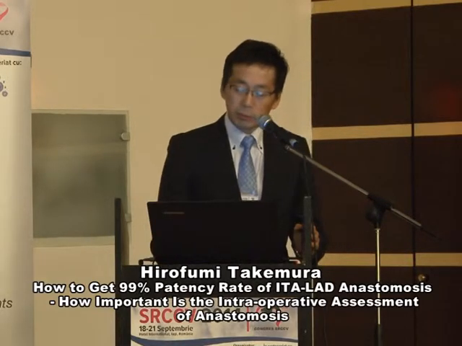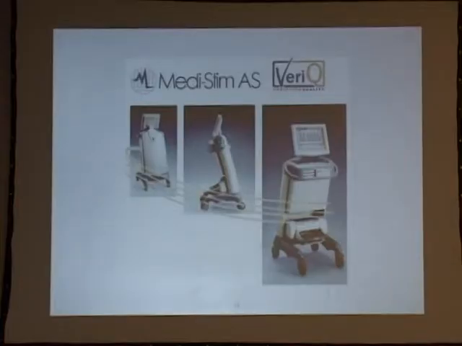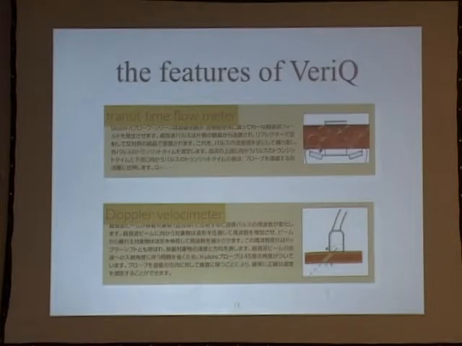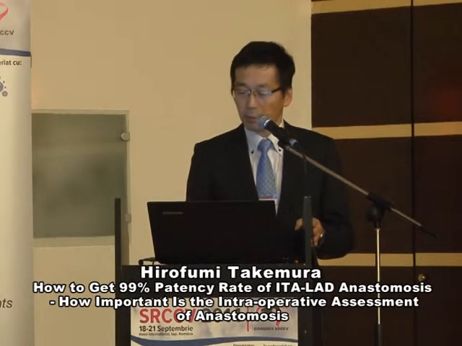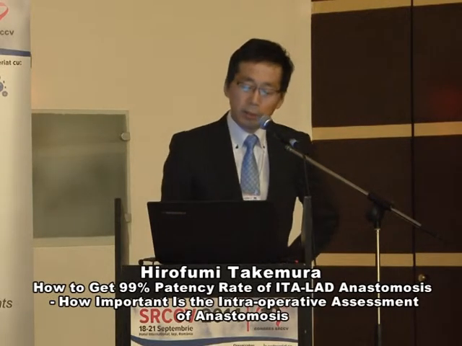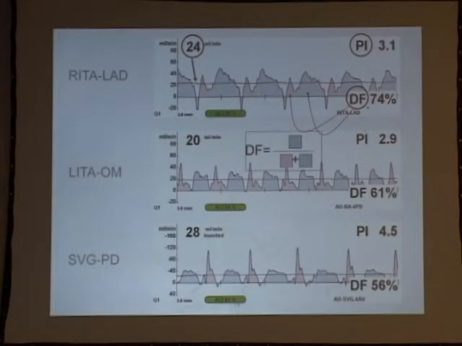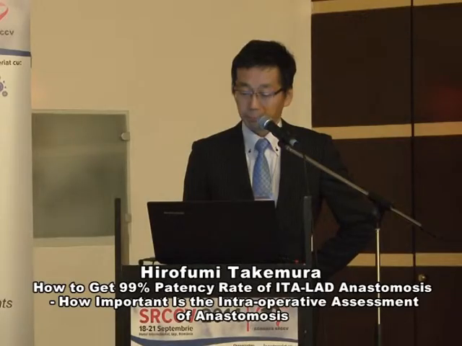So this is the machine which I am using now. This is the VeriQ system from Medistim. It can provide a transit-time flow meter and also a Doppler velocimeter. We can see the real-time mean flow, PI and DF during the operation. So how to detect?